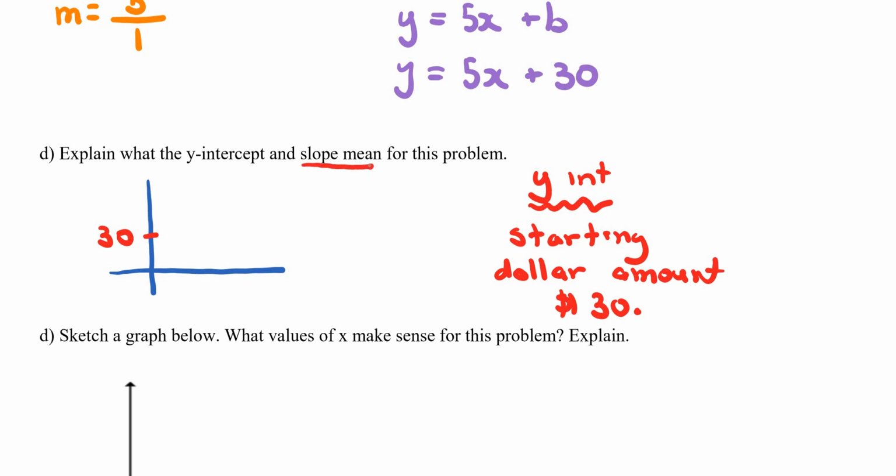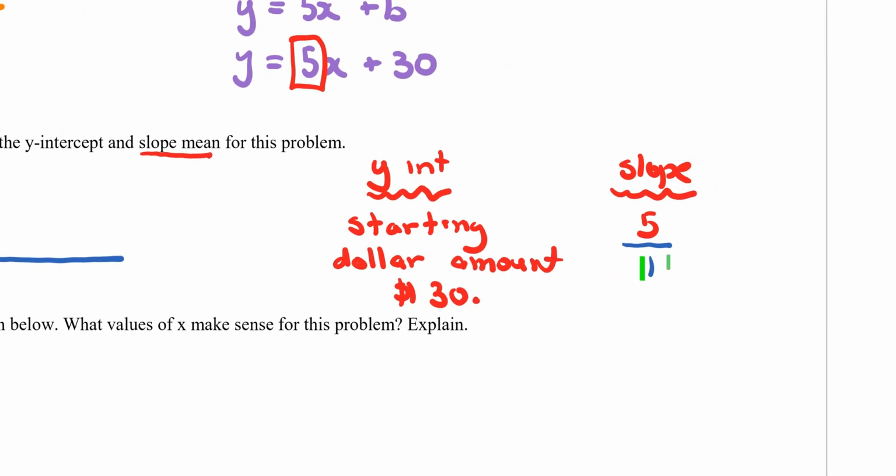And what does the slope mean? Well, the slope here is 5, right? Let's just write that down. We know the slope is going to be 5, but it's really 5 over 1, right? 5 divided by 1 is 5. And what this really means is that every 1 week, you save $5. Okay, so that's what the slope means. It is 5, but you have to explain that every 1 week you earn $5. That's what the slope means for this problem.